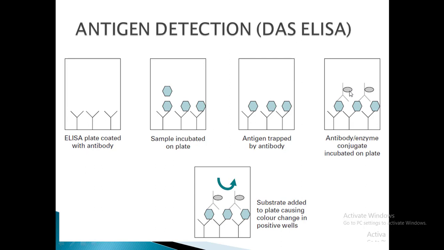Excess of conjugated antibody will be washed away, and next, since it is a conjugated antibody with enzyme, we'll apply a substrate, so it will convert colorless substrate into a colorful product. Hence, based on color intensity we will detect the concentration of particular antigen. So substrate is added to the plate, causing color seen in the positive wells. So this is how the shortcoming of direct ELISA can be overcome by double sandwich ELISA.